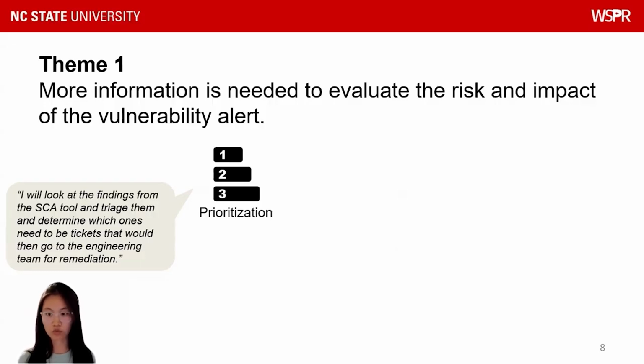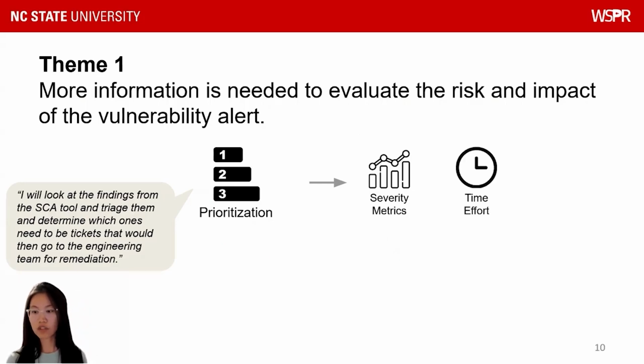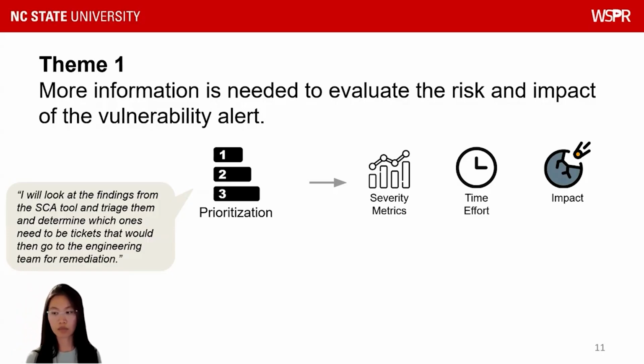Some common methods of prioritization were mentioned. The first one was using severity metrics, for example, CVSS scores or severity scores from the SCA vendor. Another thing mentioned was evaluating the time and effort needed to fix the vulnerability. And another very important one was using the impact the vulnerability had on the application to determine whether or not it should be prioritized. But determining the impact of a vulnerability itself is very challenging.